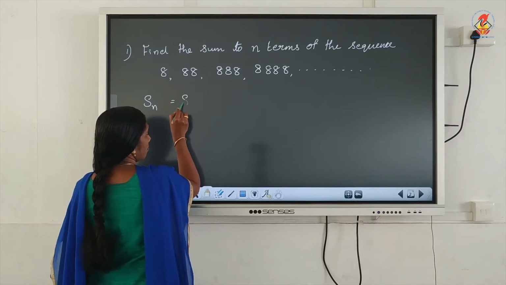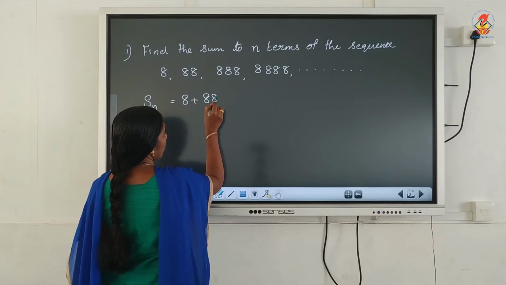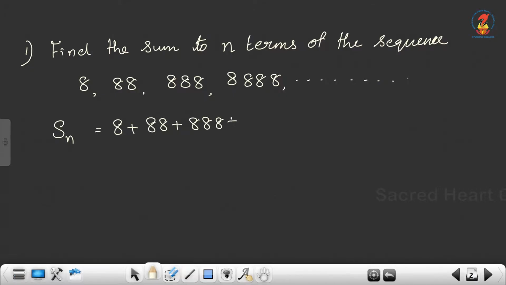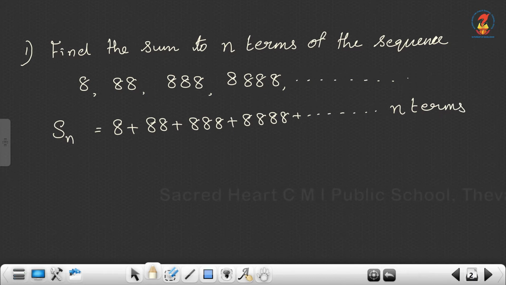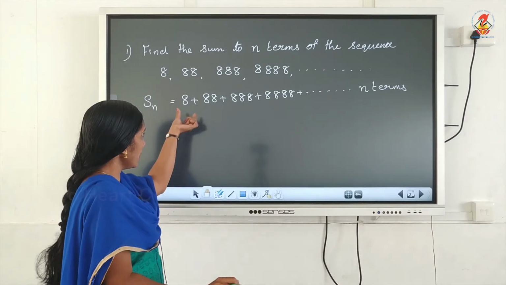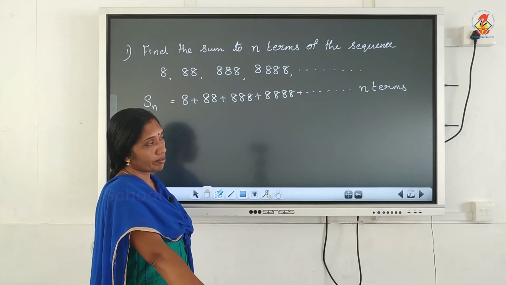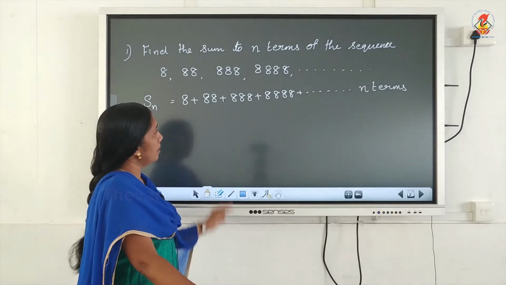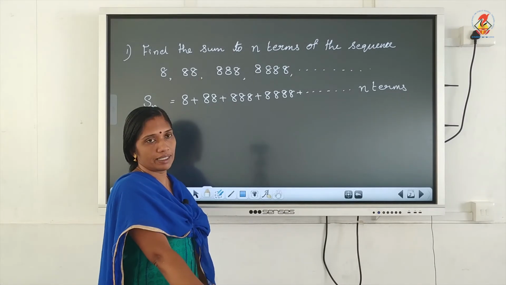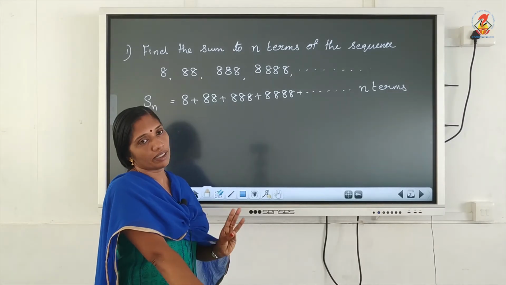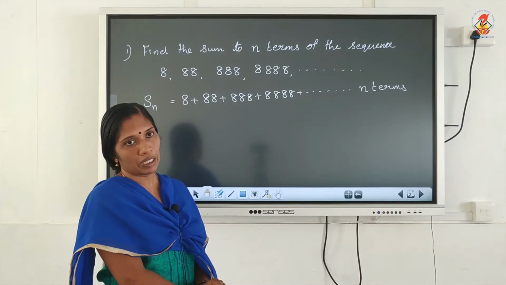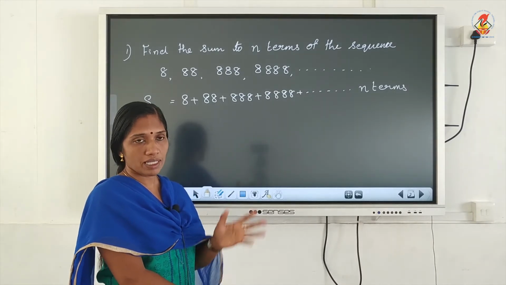So it is 8 plus, sum means we have to add all these, 88 plus 888 plus 8888 plus etc. n terms are there. Now, is it AP or GP? It is not AP since the difference is not same. It is not GP also. Why? 8 into 11 is 88, but 88 into 11 is not 888. So it is neither GP nor AP. So we can't use those two formulas directly.